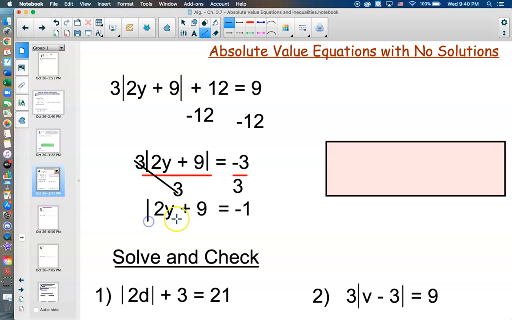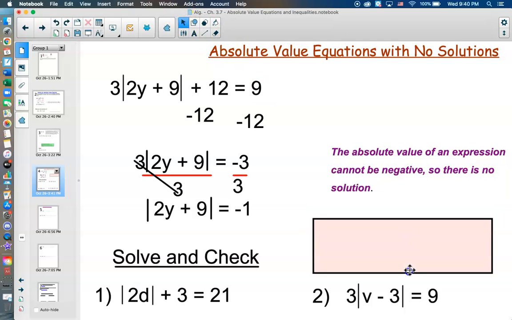Okay, so again, when you have the absolute value set equal to a negative number, that's not possible because there's no way we could take the absolute value of something and have it equal a negative. So when that happens, there's no solution. Okay, our answer to that is no solution.